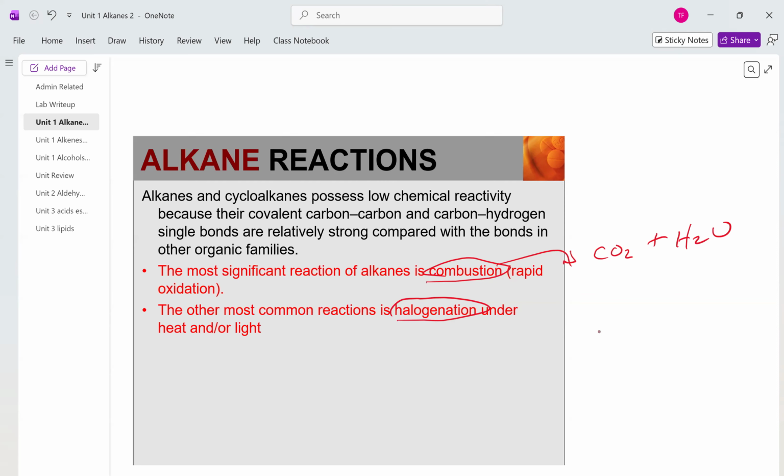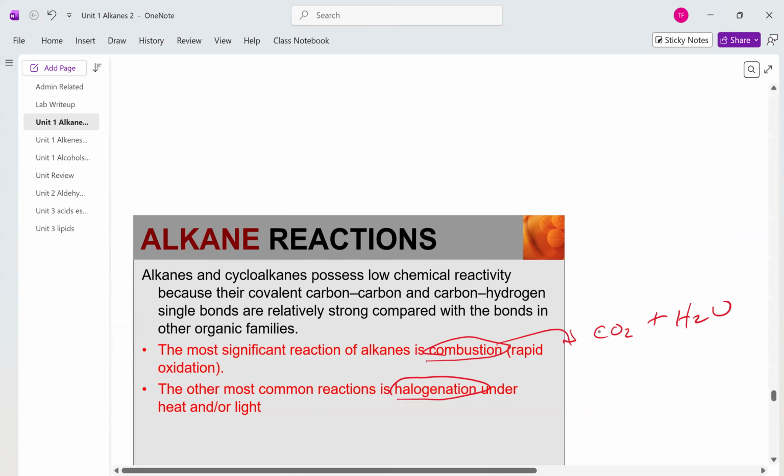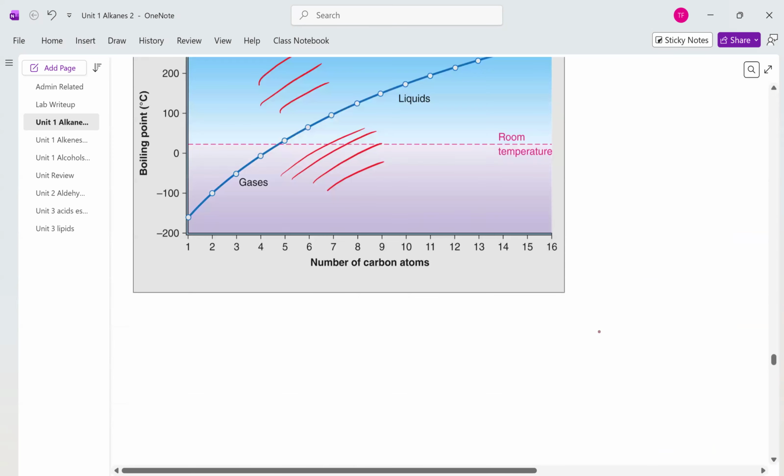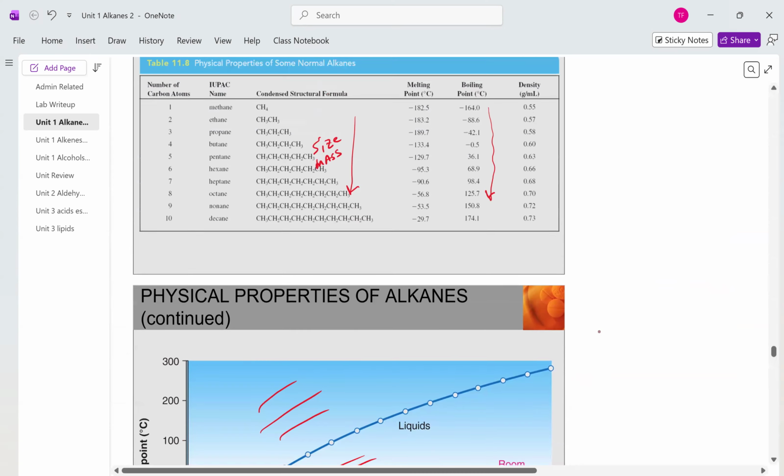Okay, so that's alkanes. Now we're going to get into alkenes, double bonded carbons, next. And that's when the reactions multiply quite a bit. I mentioned that on Monday, and we're going to get into it today. Okay, so any questions about alkanes that we went over today?